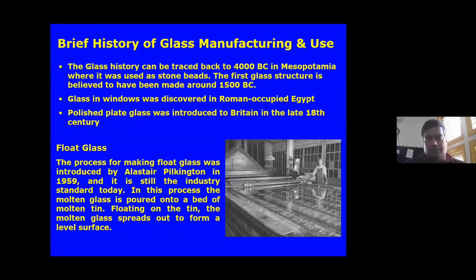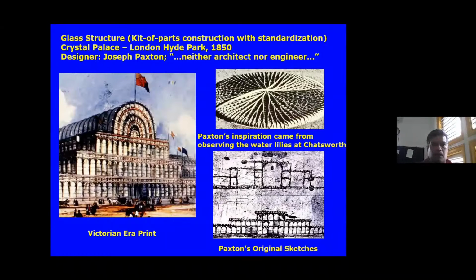More importantly, the glass we are going to discuss today is float glass. The process of making float glass was introduced by Pilkington in 1959, almost 62 years ago, and it is still the industry standard today. In this process, the molten glass is poured onto a bed of molten tin. Floating on the tin, the molten glass spreads out to form a leveling surface.